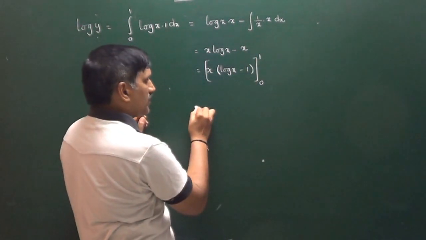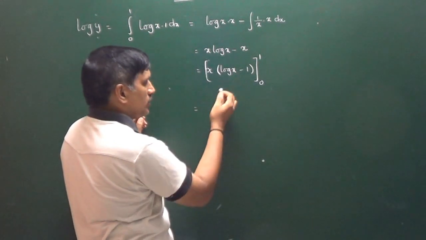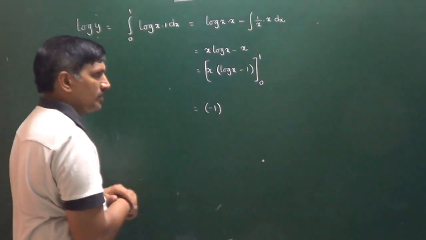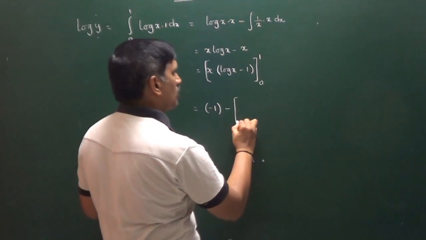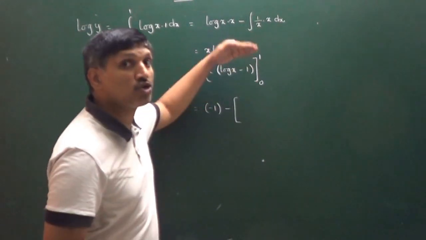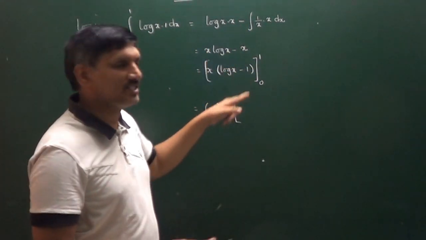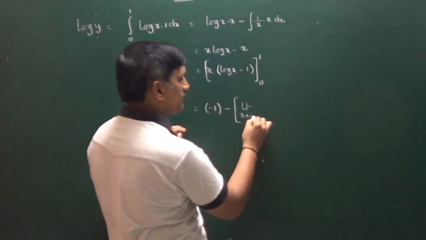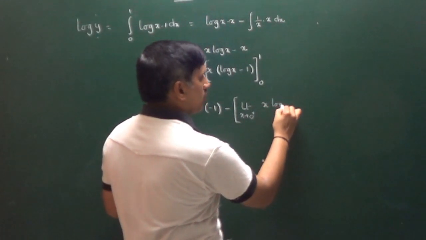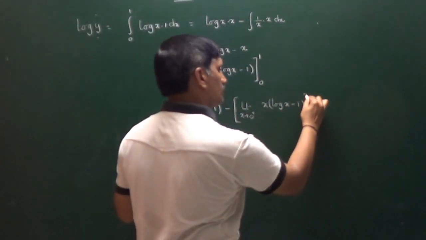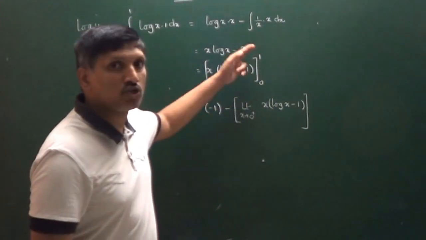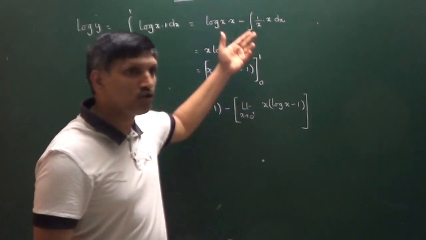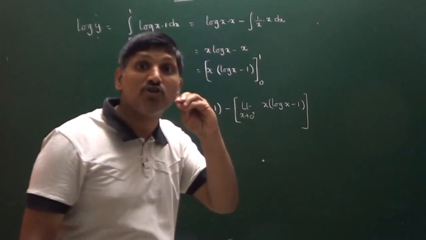First of all, if you substitute the upper limit, what happens? Log 1 is 0, so you will get minus 1 when substituting the upper limit, minus the lower limit substituted. You see here the limits are from 0 to 1. 0 to 1 means 0 plus, that is, we take the limit value of the function x into log x minus 1. That is the meaning: the integral from 0 to 1, upper limit substituted minus lower limit substituted. The lower limit means more than 0, that is, from 0 plus onwards.